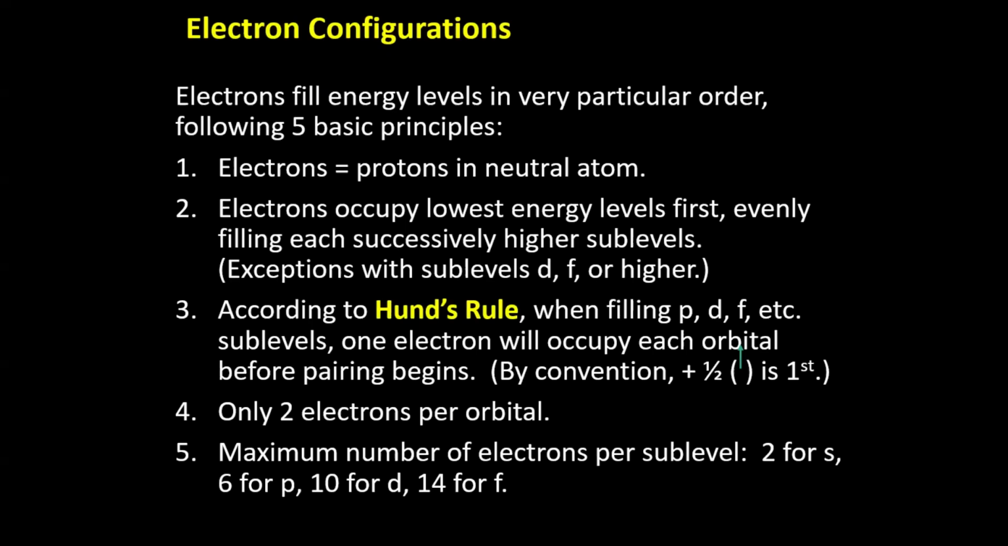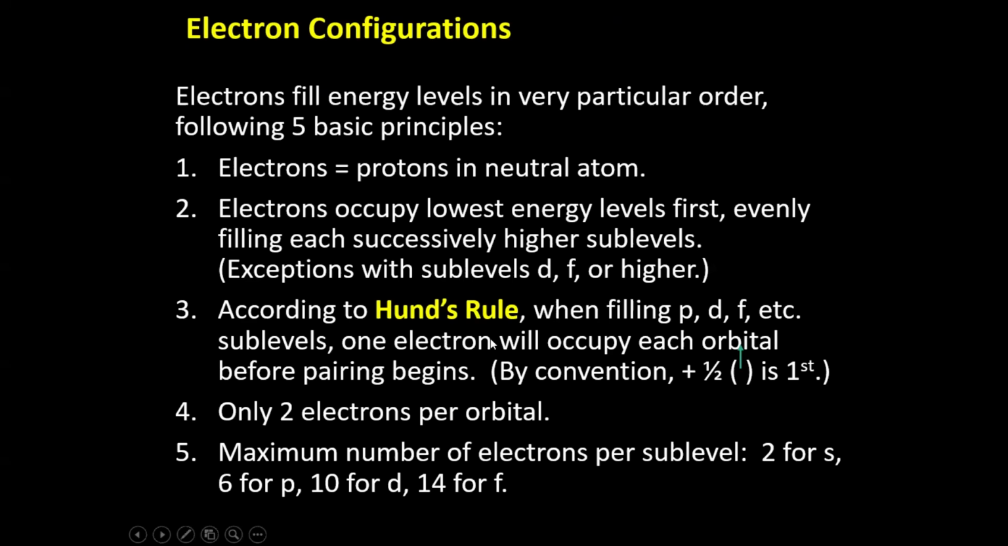neutral atom. The electrons occupy the lowest energy levels first, and then they file in and go from lowest to highest until everything is full, leaving no gaps. And then they end at the higher sublevel. There's a little bit of an exception when we get to the D, F, and higher orbitals, but we'll talk about that in a minute.